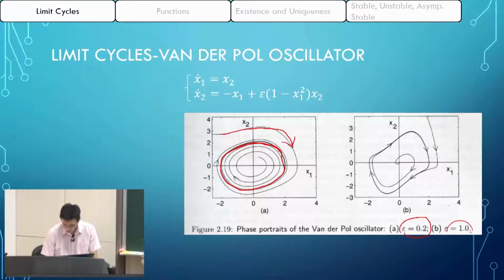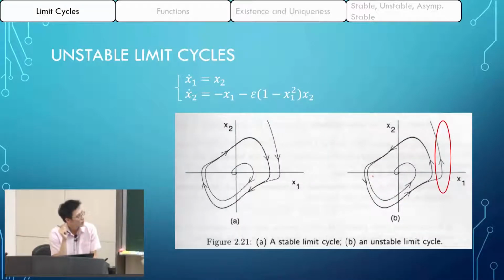For epsilon 0.1, you will obtain a slightly different phase portrait, but it's still stable. If you come from outside, eventually you will reach this orbit and stay on it. If the initial condition is from inside, you will go outward until it reaches this orbit. So the previous case is stable, right?